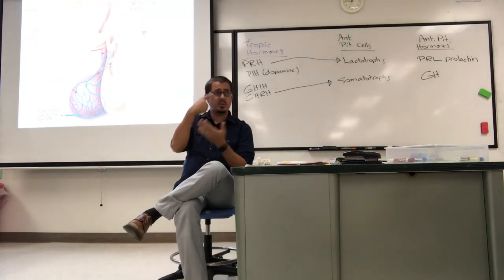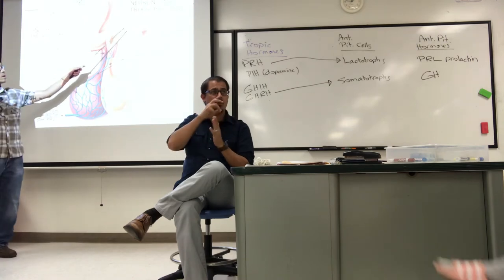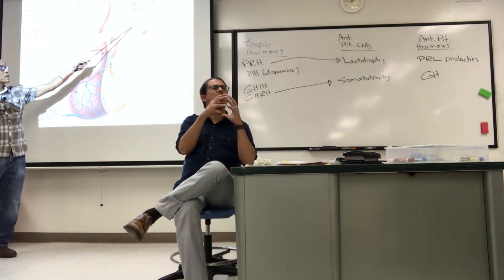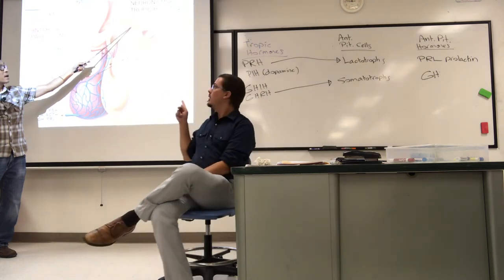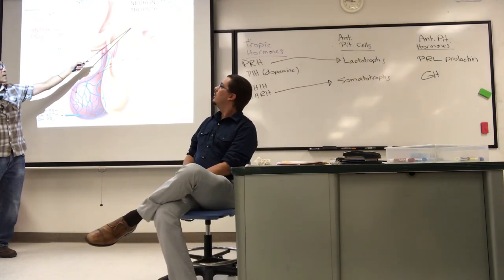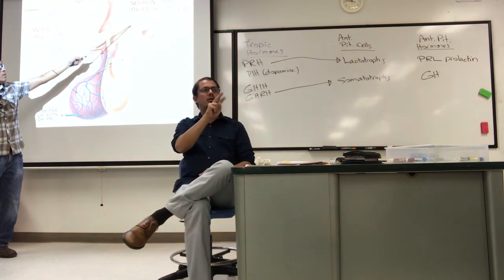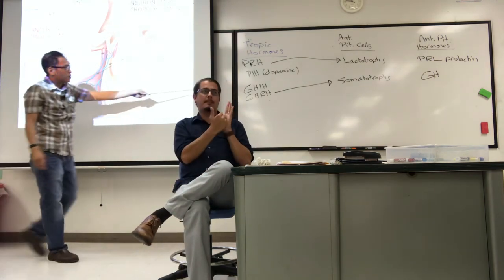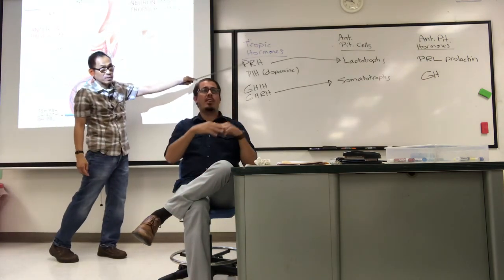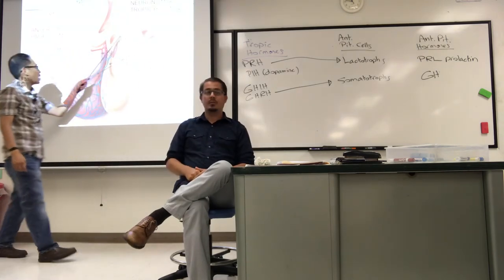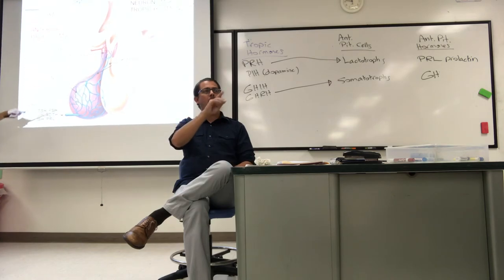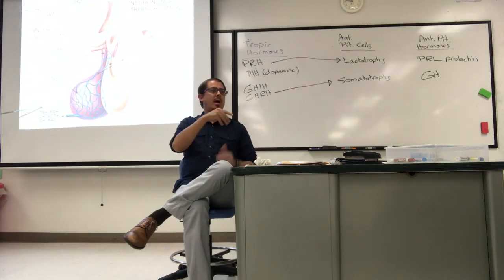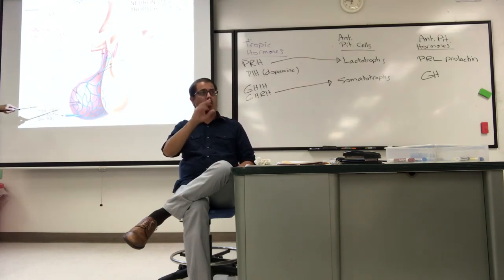Let's review. What color did I draw the cell when I drew it? Purple. It's the purple one, right? So for example, I said the tropic hormones. I don't list them here, but remember, it's all the ones on this side of the board. They're transported by the portal system, cap bed 1, portal veins, cap bed 2. And look at all these hormones that are released from cells in there.